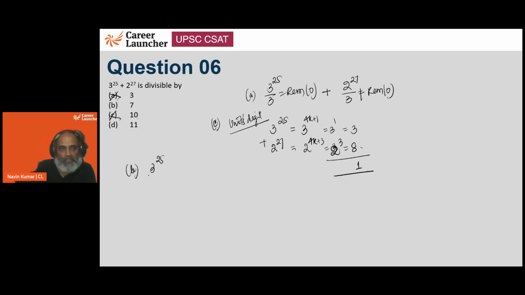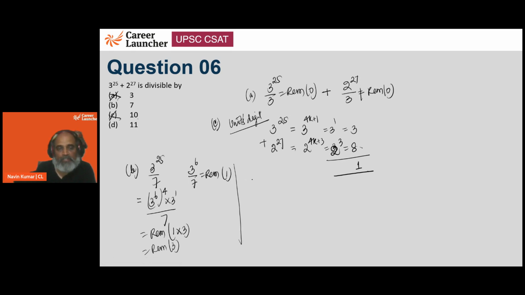3 to the power 25 when divided by 7, right? Now, since 7 is a prime number, we do know that 3 to the power 6 when divided by 7 will give us a remainder of 1. So we can look at 3 cube, that is 27, when divided by 7 gives a remainder of minus 1. So 3 to the power 6 will give us a remainder of 1. We can write 3 raised to 25 as 3 to the power 6 whole to the power 4 into 3 to the power 1 divided by 7. So the remainder we will be getting would be 1 into 3. So the remainder is going to be 3.